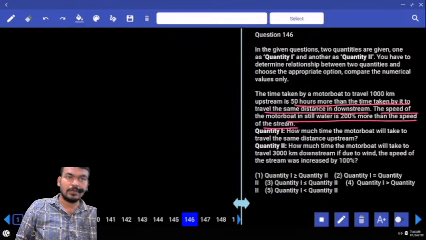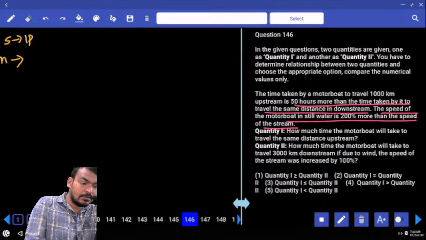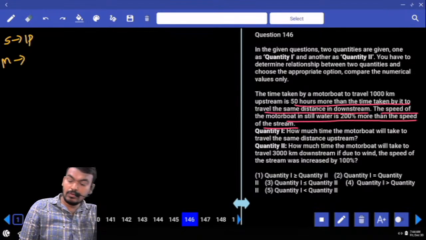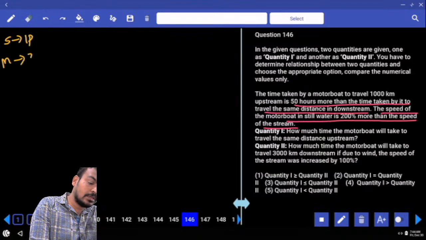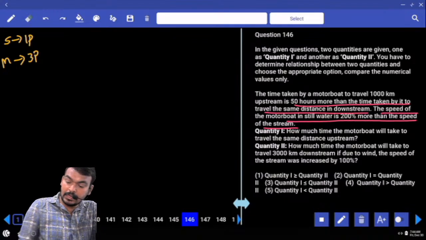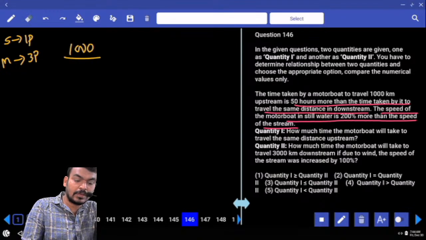Speed of the stream. Suppose the speed of the stream is 1 part, then the speed of the boat is the speed of the stream plus 1 part. 200% more means 3 parts or 2 parts? 3 parts, okay. And upstream, how much distance is covered? 1000 kilometers. Downstream also the same distance is covered.